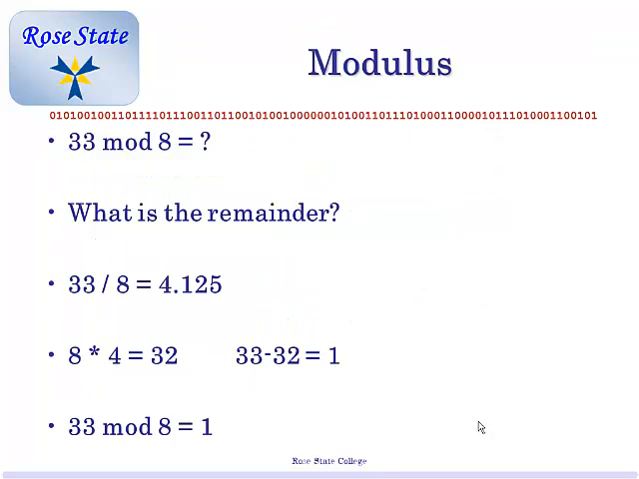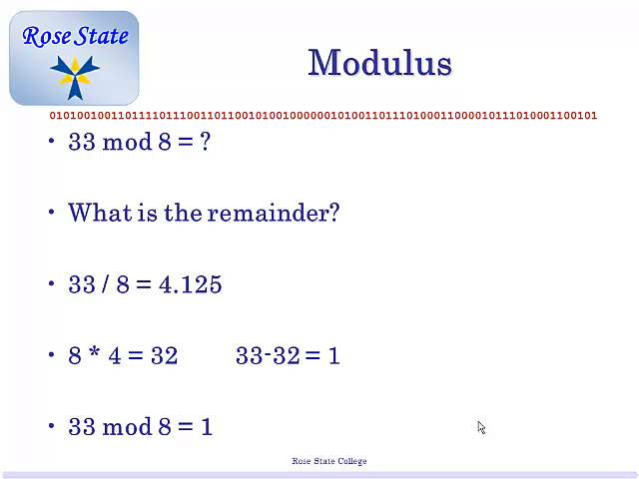Maybe? All right. And here's modulus again. 33 mod 8, what's the remainder? It's actually 4.125. So what you do is you go 4 times 8 is 32. 33 minus 32 is 1. So I showed you the way how to do it.